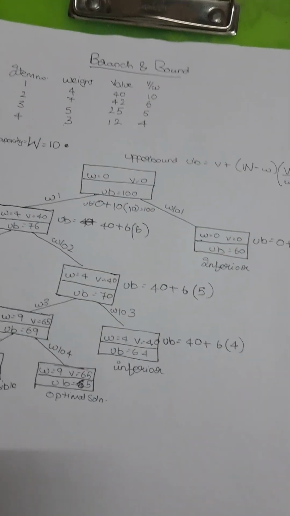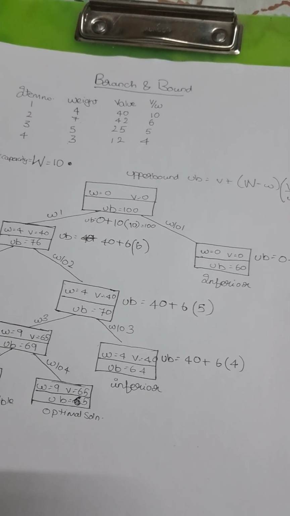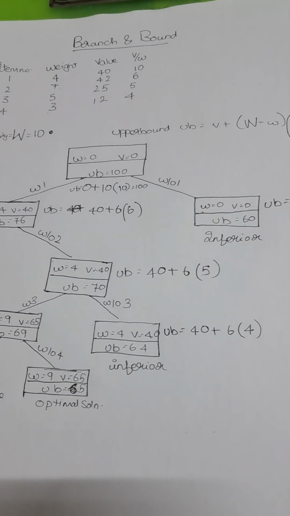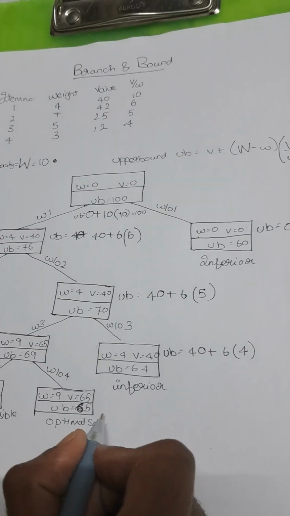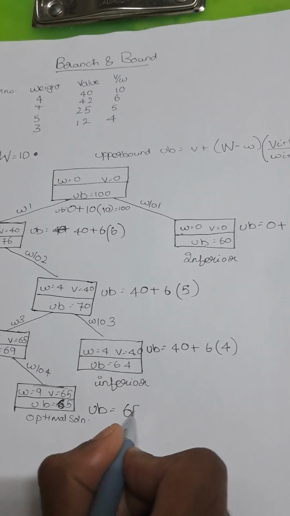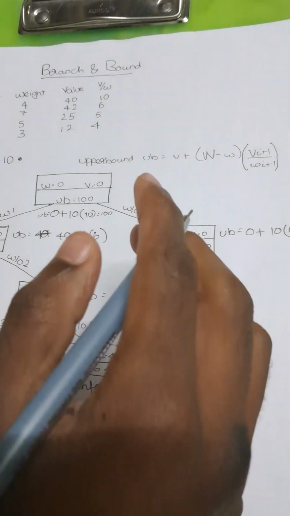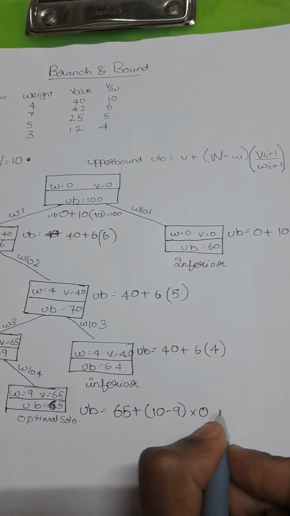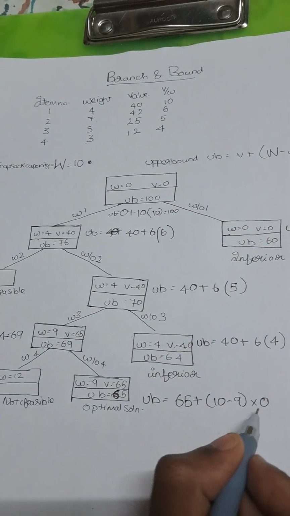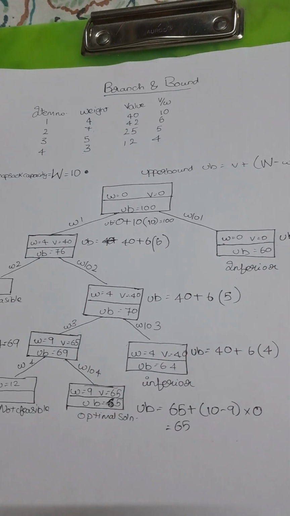And now we can also calculate the profit we get from it. So before that, let's calculate the upper bound for without 4. So how did it come to 65? Upper bound is equal to value, which remains the same, 65, plus (W minus w), 10 minus 9, into V(i+1) by W(i+1). In this case, we'll consider it to be 0, because now we are in the 4th item, and after the 4th item there is nothing else, so we'll take it as 0. So it becomes 65. So upper bound is 65. This is the optimal solution.